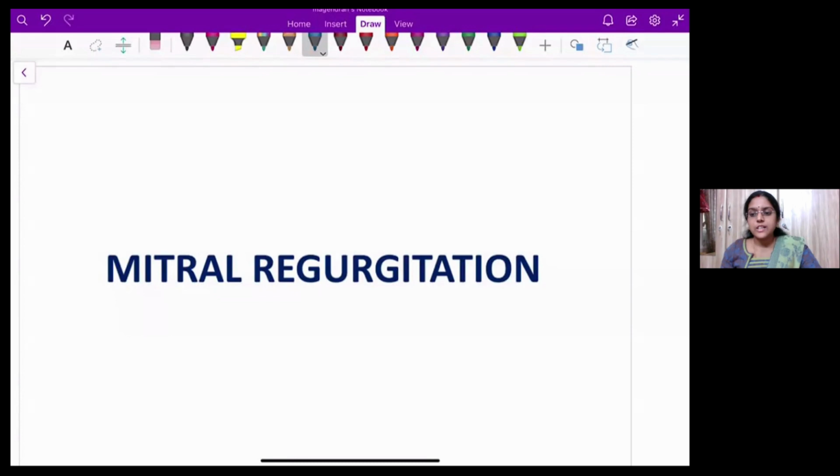So actually last class we had studied about mitral stenosis, its pathophysiology, the management, the symptoms, signs, and how we manage the patients. So that is what we saw about in mitral stenosis.